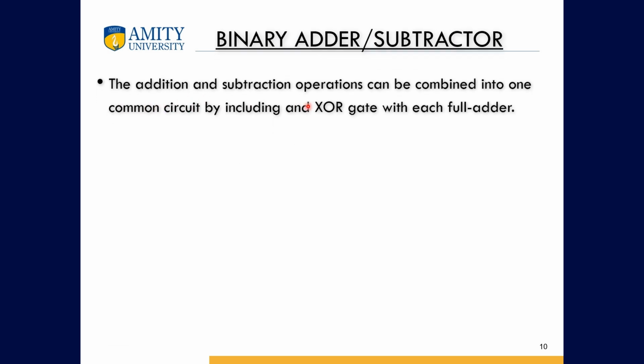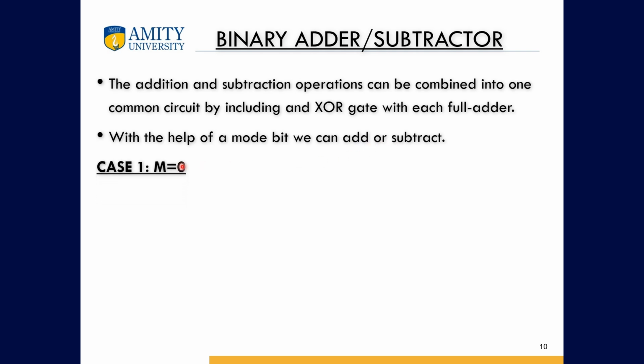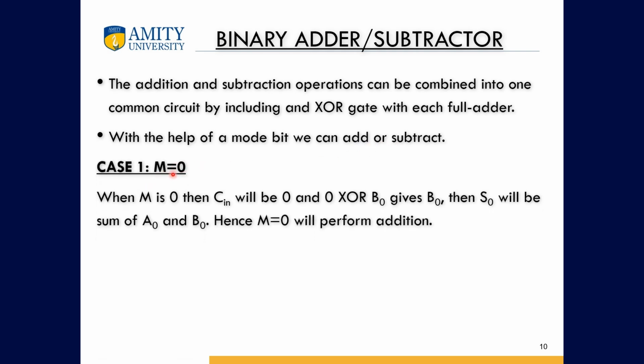So the addition and subtraction operations can be combined into one common circuit by using the XOR gate with each full adder. With the help of a mode bit, we can add or subtract. So in case 1, when the M bit is 0, the 0 XORed with B will give us B. Hence, it will be the sum S0. It will be the sum of A0 and B0, as we did in the general adder. So when M is 0, it performs basic addition.